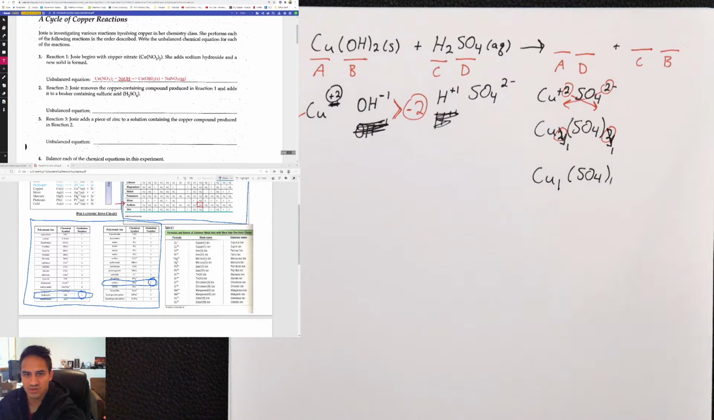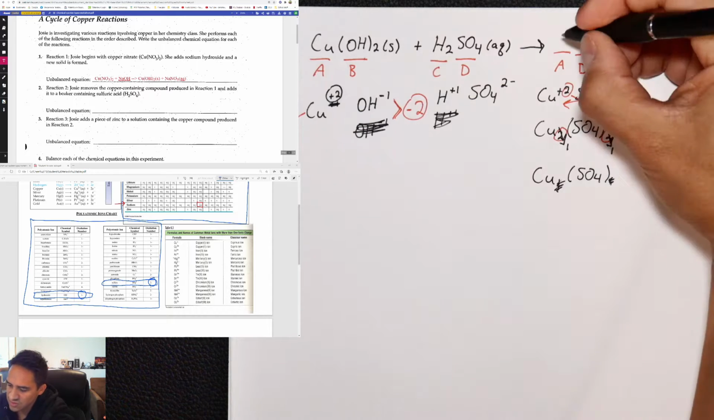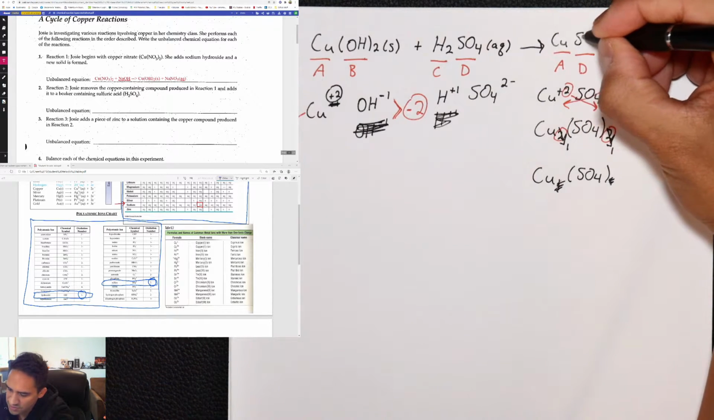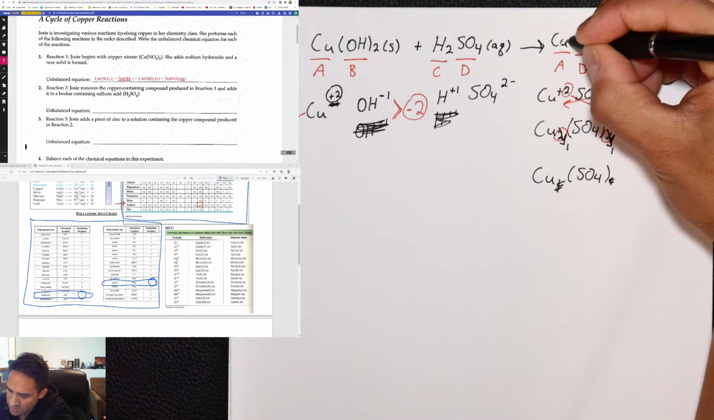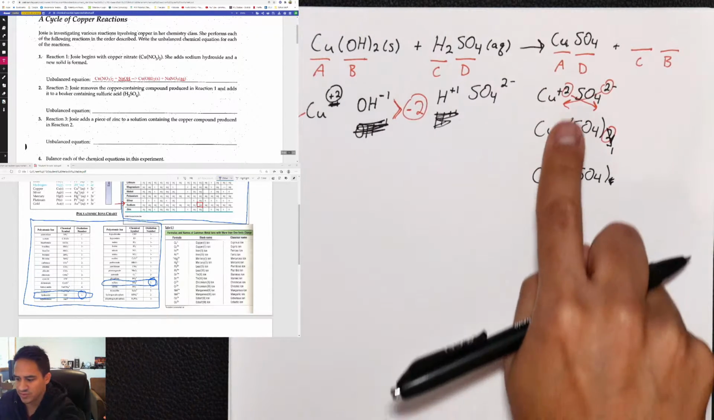And then, of course, we don't need to write the 1's in chemistry, so you just basically ignore them. And we just get CuSO4. Okay, CuSO4. So there is our first product. And again, this is all the work to get to that formula.